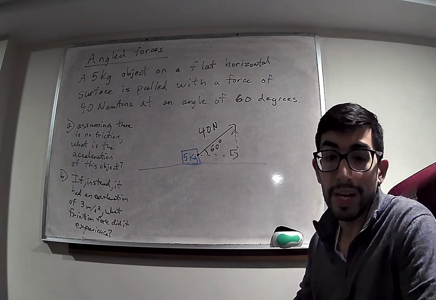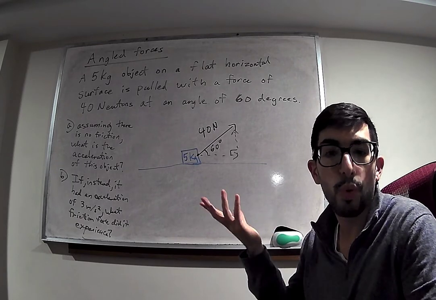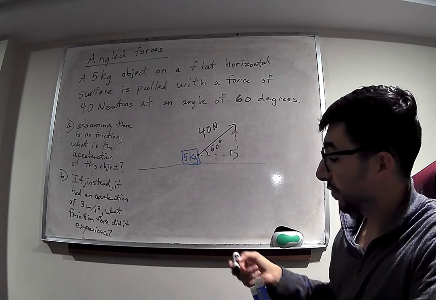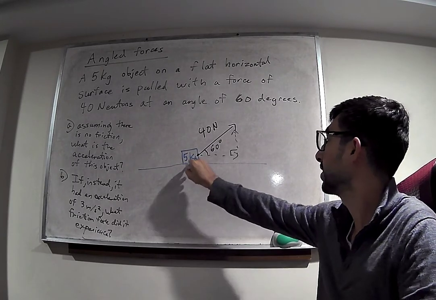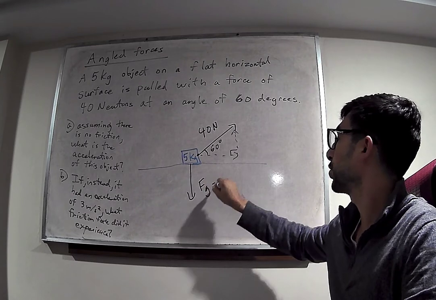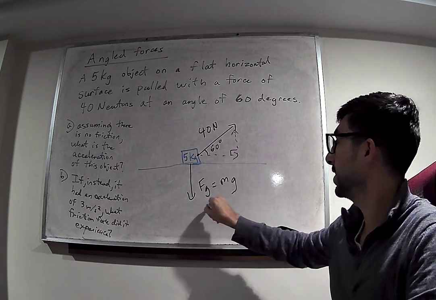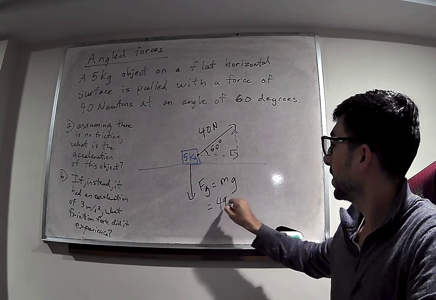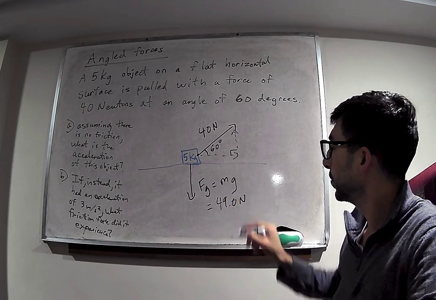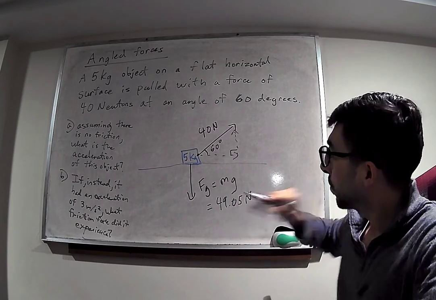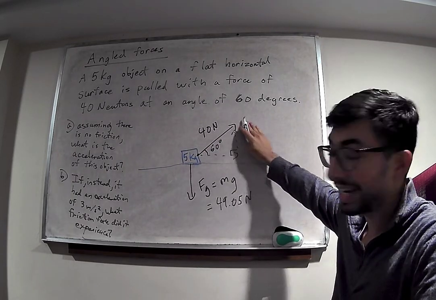Let's break some stuff down here together. First of all, let's think which forces are acting on this object. We know we're on Earth on a flat horizontal surface, so we certainly have gravity, and gravity is going to act downwards on this object. And our gravitational force here, we'll use mg. So it's going to be 5 times 9.81, and you should get 49.05 newtons. We also have this force acting on this object at an angle.